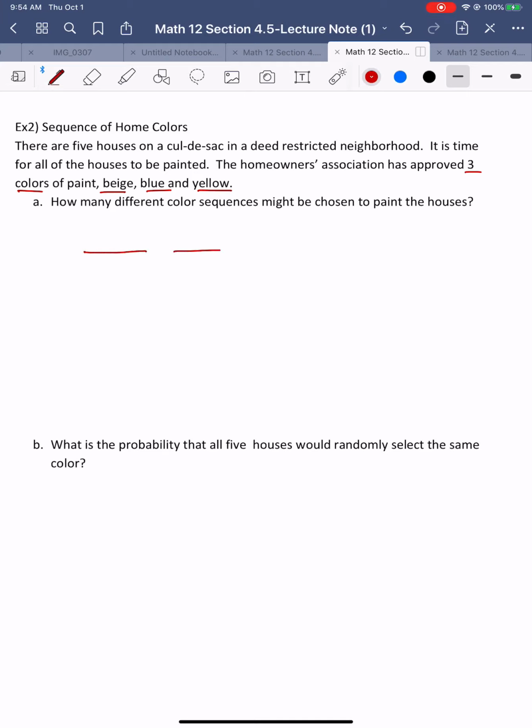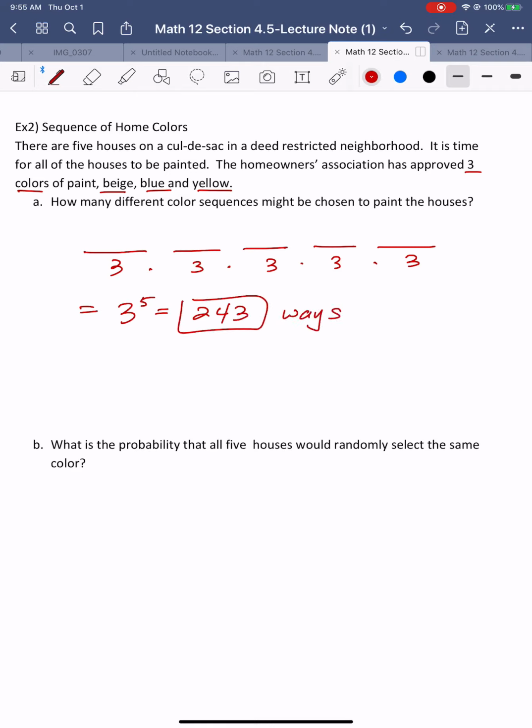So there are the 5 houses. Then each house has 5 choices. Oh, the 3 choices. Sorry about that. 3 color choices. So multiply them all together. You got 3 to the 5th, which is 243 ways.